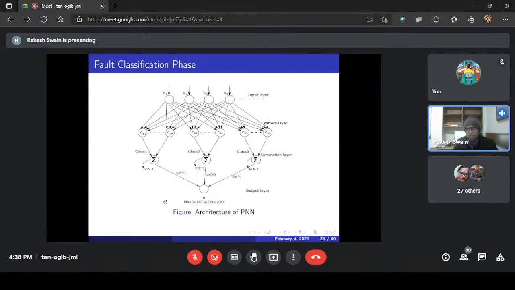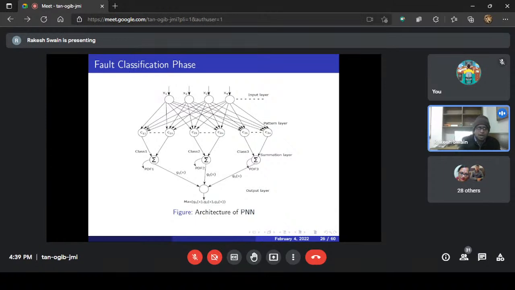This is the structure I am showing here, the architecture of the PNN. You can see there are four layers: the input layer, the pattern layer, the summation layer, and the output layer. Basically, whatever input you give, some exemplar or feature vectors are maintained in the pattern layer. You have to calculate the distance between the particular input and the pattern layer. The Gaussian distance formula is used here to find the distance.